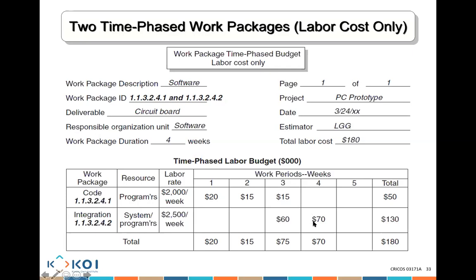Now, when you make calculations like that, you'll know that in period 1, I need 20. Period 2, I need 15. Period 3, I'm doing 2 activities. I need 15 and 60, so I need 75. Period 4, I need 70. You can know the total per activity, and the total for both activities together. But you know exactly, based on when you're allocating people, how much money you are going to have to pay per specific period of time.